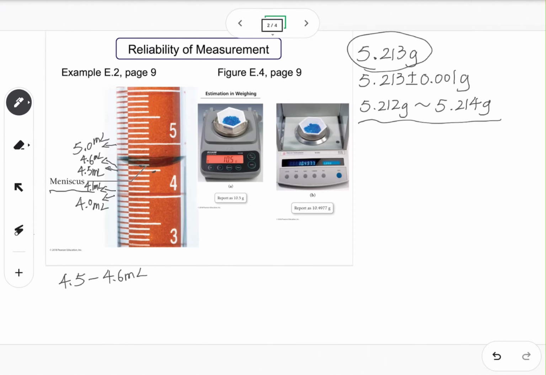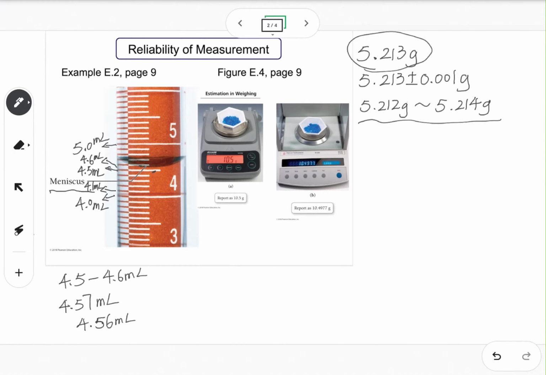According to my eyes, the bottom of this meniscus curve is closer to 7 or 6-ish. So I would like to read that as 4.57 ml. So the data here, 4, 5, they are certain. 7 is from my estimation. You may ask me, how about I read the data as 4.56 ml? It's okay. Different people will have slightly different estimation.